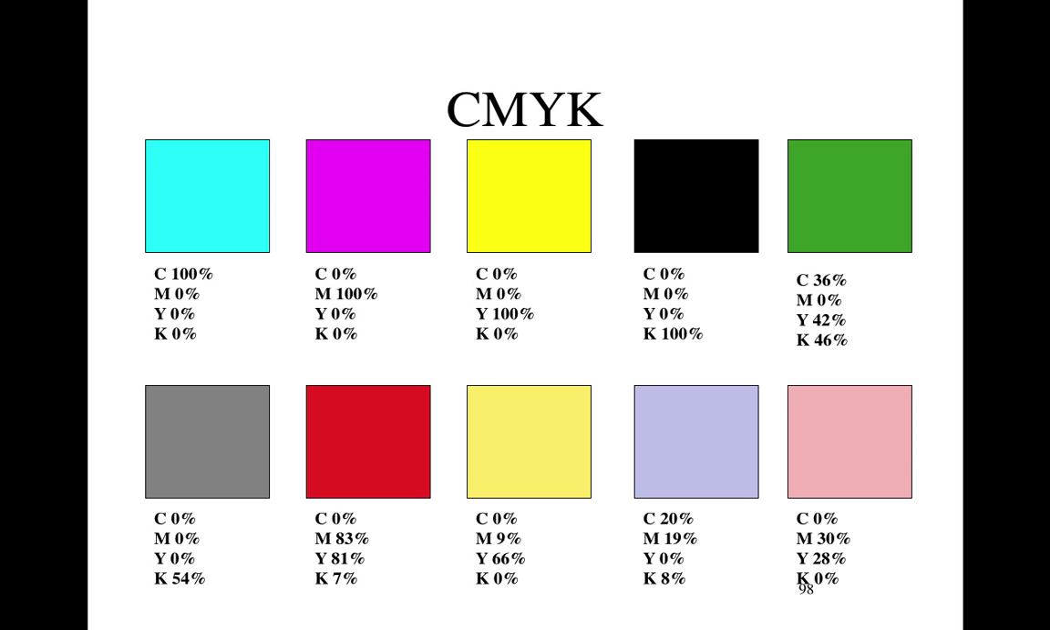This yellow here is quite pale. It's not full yellow, it's only 66% yellow. So you can imagine there's just a little bit of yellow ink on the page. If it was a lower value, it would get even paler again. So like this blue here is 20% cyan, 19% magenta, and 8% black. You can see that it's paler than some of the others. This 30% magenta, 28% yellow gives us that pink there.